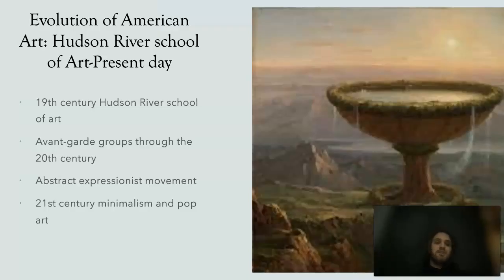I'm presenting on the evolution of American art from the Hudson River School of Art until present day. The Hudson River School of Art was most famous in the 19th century when it began, and this was the very first art school of American history. This school of art led to the avant-garde groups through the 20th century and the abstract expressionism movement, which ultimately led to the 21st century minimalism and pop art.